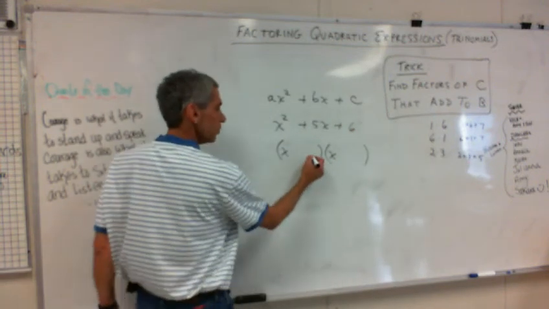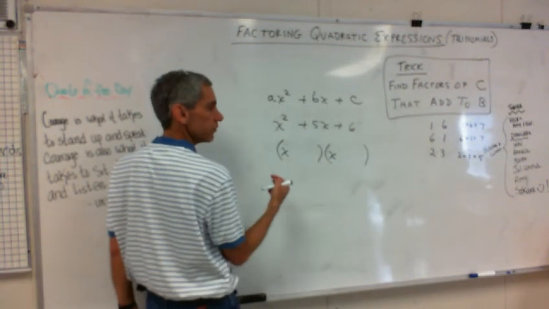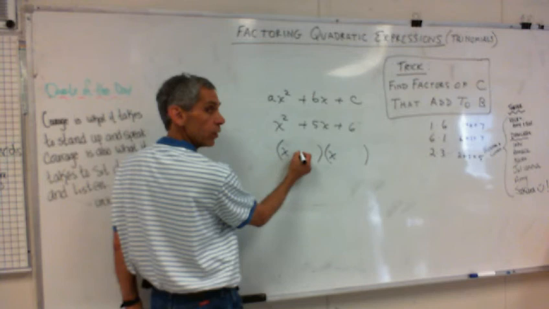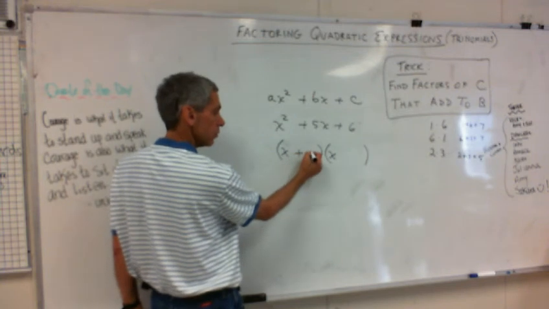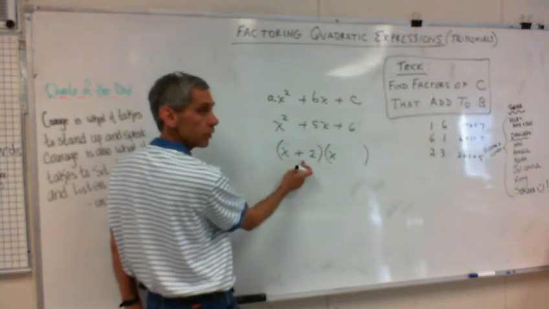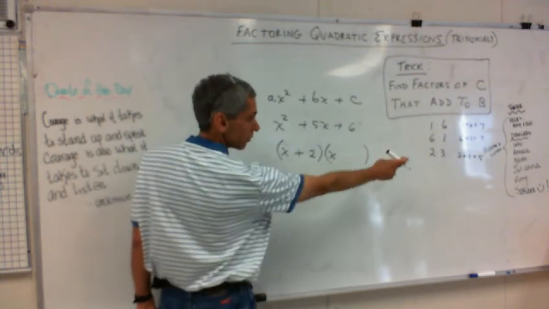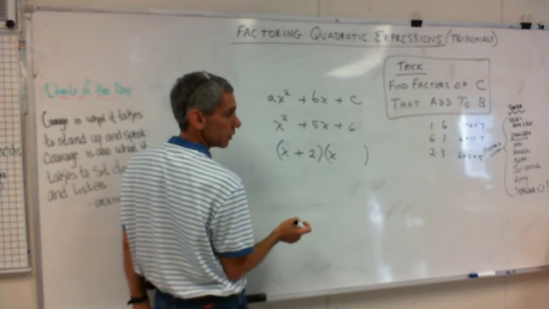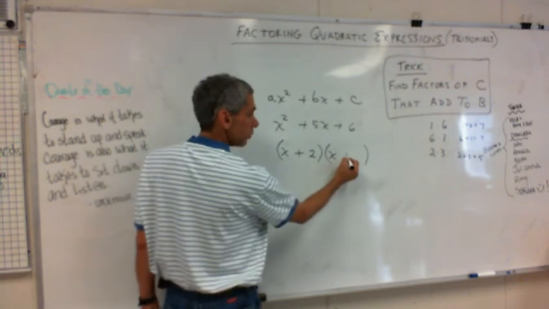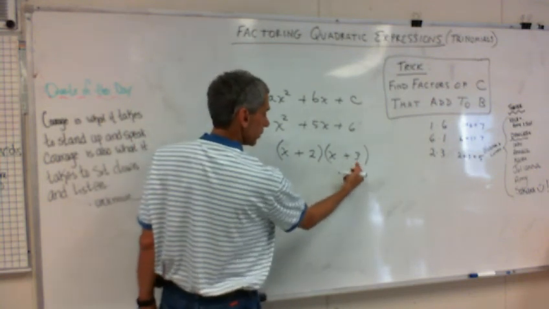So I'm going to put a 2 here. And is the 2 positive or negative? Positive. So I'm going to put positive 2, and it becomes plus 2. Is it a positive 3 or a negative 3? Positive 3. So I'm going to put positive 3, which becomes plus 3.